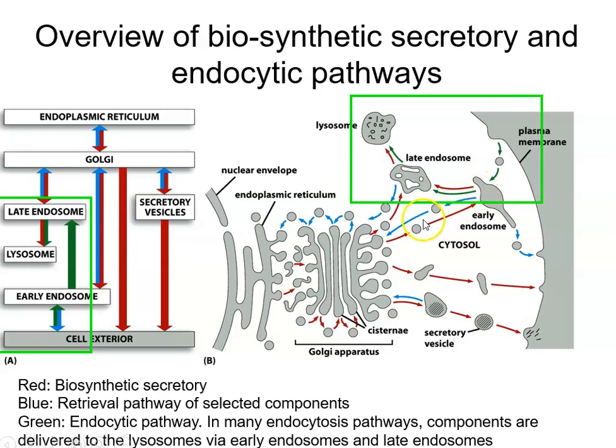That can be passed on to late endosomes and lysosomes. We'll talk about those today. Or that material can be passed on to other parts of the vesicle bound system, such as the Golgi stack, and then may be modified and sent elsewhere.